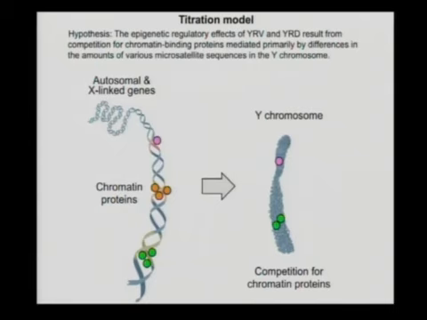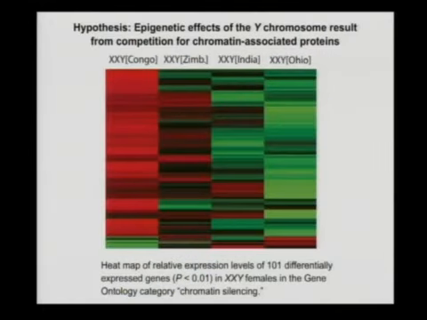What are some of the genes that are affected? Well, to make the story as clean as possible, here's a heat map of the genes affected in Y chromosomes from these different origins, the Congo, Zimbabwe, India, and Ohio, in XXY females. So there's no male fertility factor contribution to this. There are about 101 differentially expressed genes in this heat map.